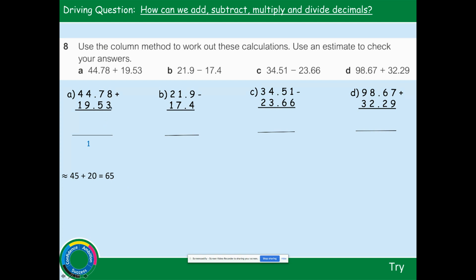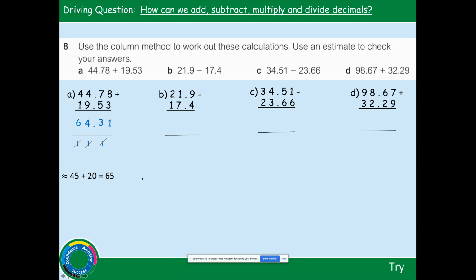So 8 plus 3 is 11. Carry the 1. 7 plus 5 is 12 plus the 1. So I've got to add it, cross it out because I've used it. 13. That one was already there for me. I can see 9 add 1 is 10. So I'm going to cross out that one. 10. Plus 4 is 14. Carry the 1 in the next column. 4 add 1 is 5. Add 1 is 6. Now this is approximately 45 add 20, which is 65.